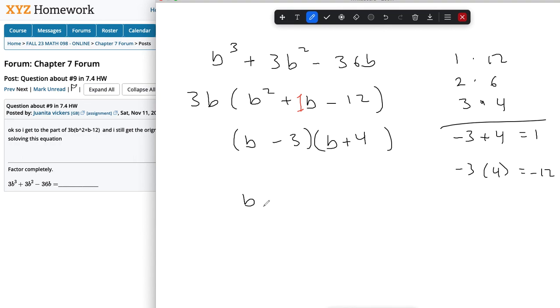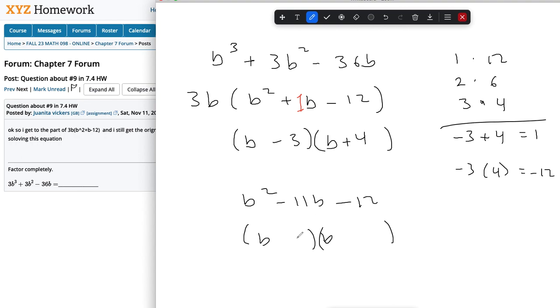So if we had b squared minus 11b minus 12, for instance, instead of that 1 right there, we would be asking which of these two numbers is 11 apart. And then the big number is going to get the sign. So here the sign was positive, so the bigger number, the 4, got the positive. Here, this is negative, which means the big number is going to get the negative sign.